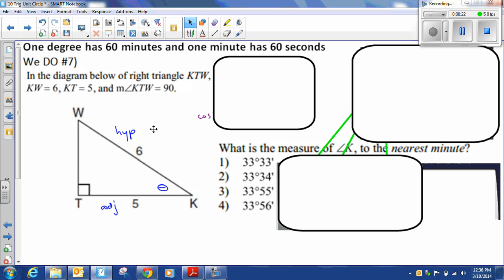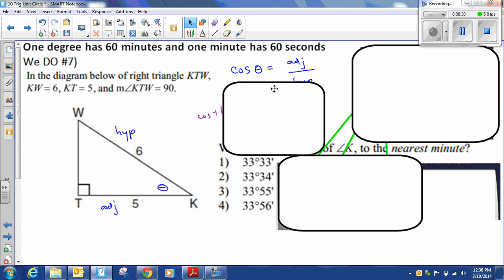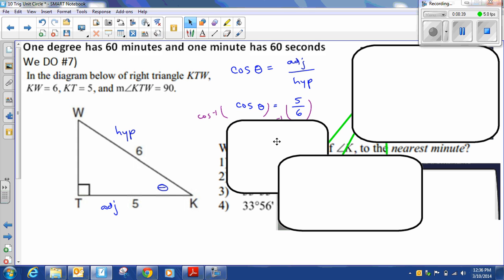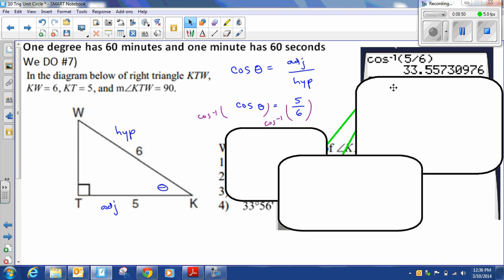Okay, last question. Here we're going to solve for angle K. Because they give us the adjacent and the hypotenuse, we're going to use cosine. Cosine of theta equals adjacent over hypotenuse. We're going to plug in 5 for adjacent and 6 for hypotenuse. Now we have to undo cosine theta by using inverse cosine or arc cosine. So once you plug that in the calculator, you end up with 33.55.